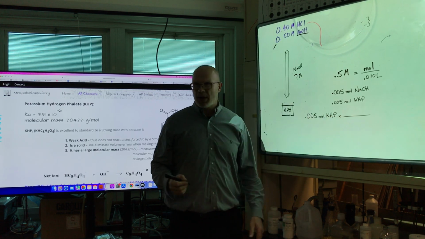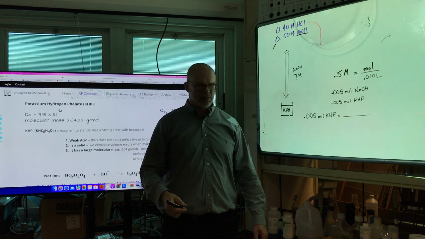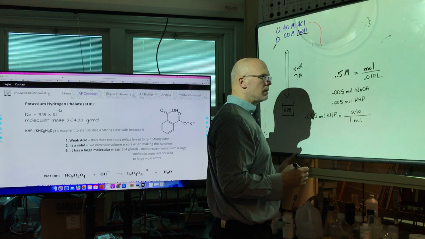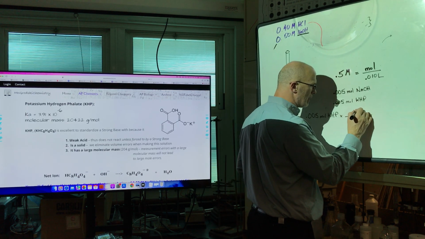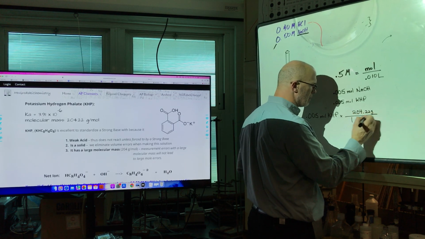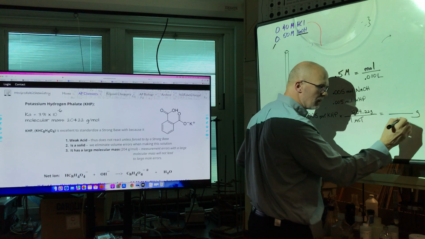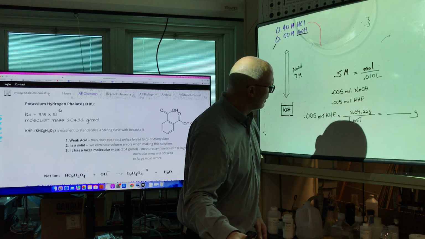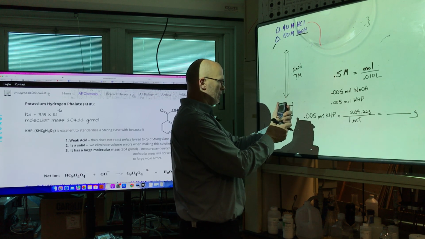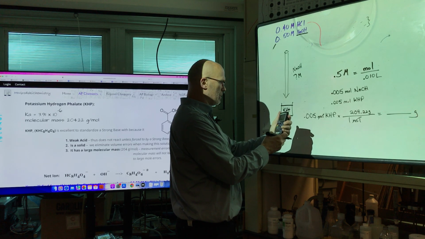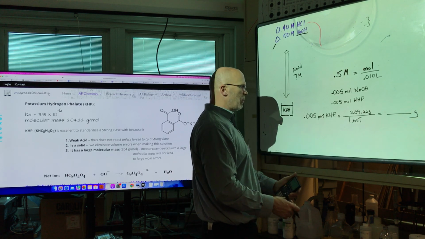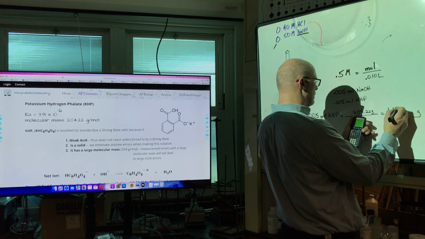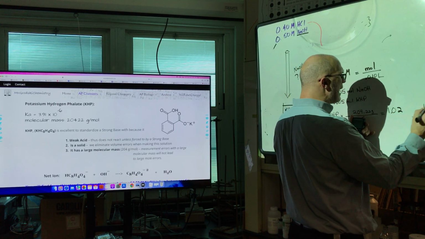If you went to the molecular mass party, you already know it's 204.22 grams for every 1 mole. Let's find the grams. So 0.005 times 204.22. What do we get? So we need 1.02 grams of KHP. That's cool!